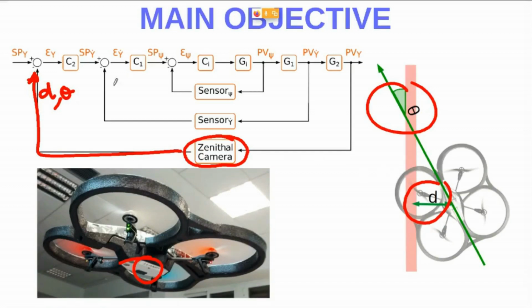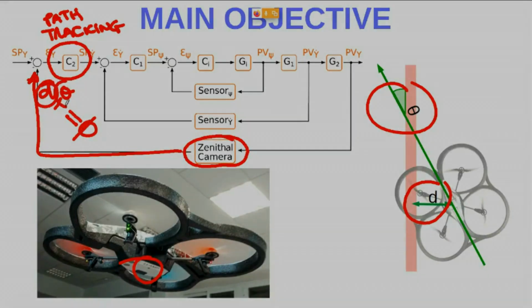So for next week, we will design this controller algorithm that will not be a PI, as I told you, and it will be a path tracking or path following algorithm. So the aim will be to make this error equal to zero. So to make this D and the angle equal to zero.